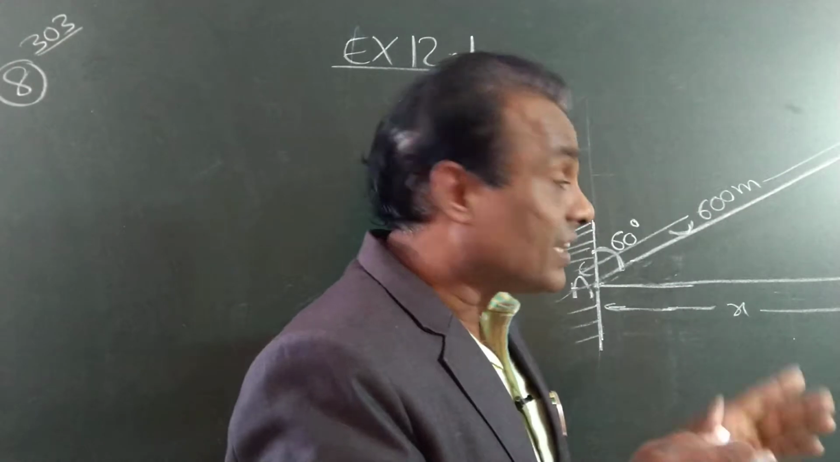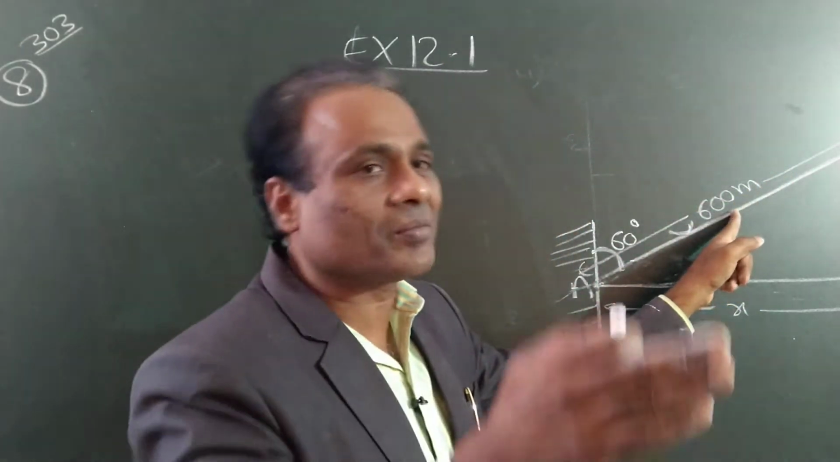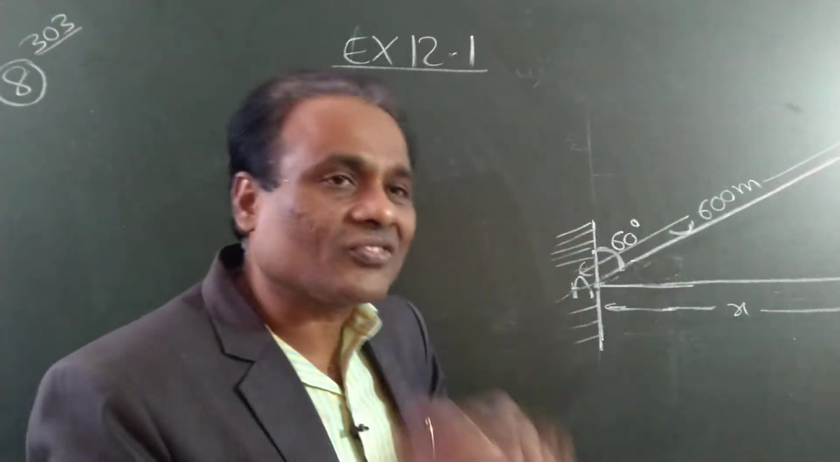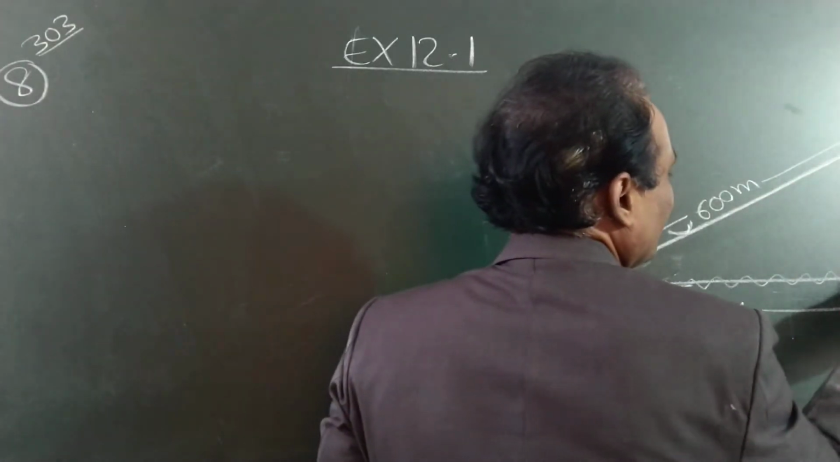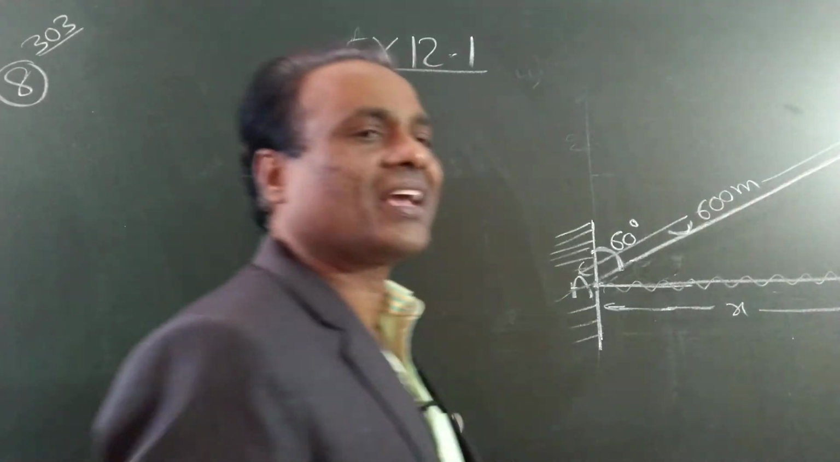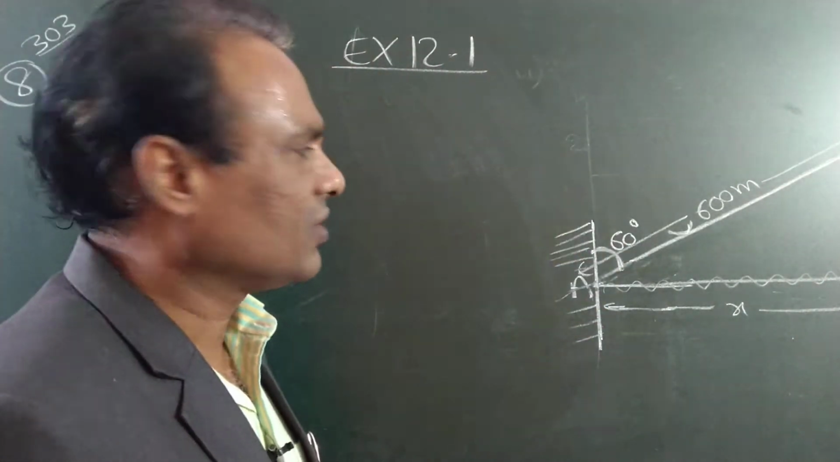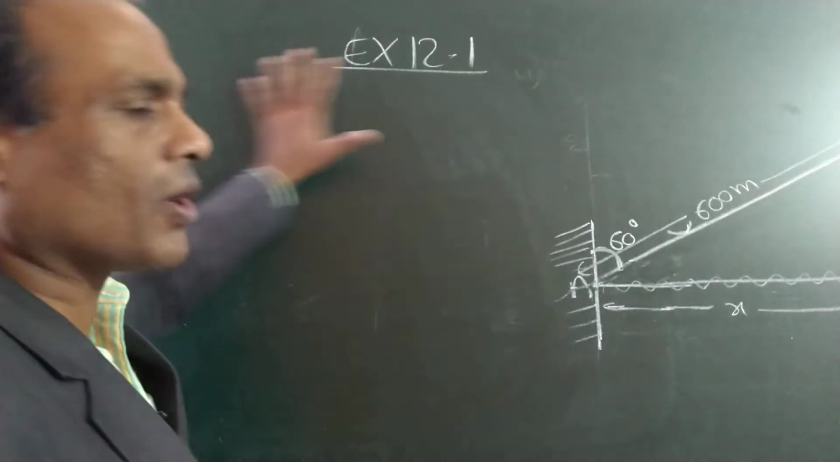Then what is the distance travelled by the boat? 600 meters is given. The question is, what is the width of the river? X we have to find. Very simple. I will introduce this in the problem right now.